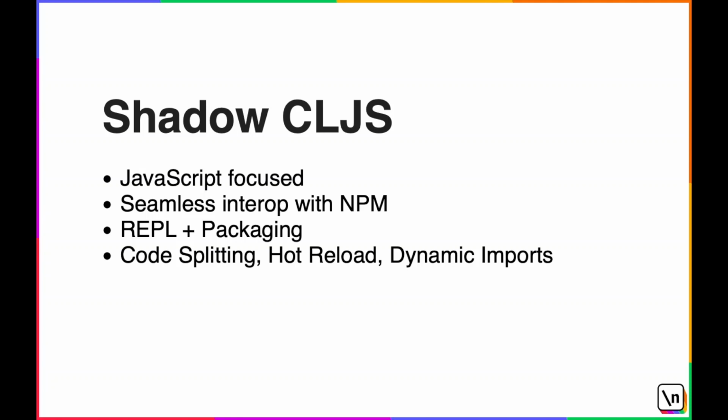Shadow lets you seamlessly interop with NPM packages. You can yarn install any package from NPM as you would in a JavaScript project and import it in your Clojure code. Just like Lein, Shadow also helps you package your application and run a REPL, and along with that, it also has some JavaScript specific development tools that help with hot module reloading, code splitting and dynamic imports.